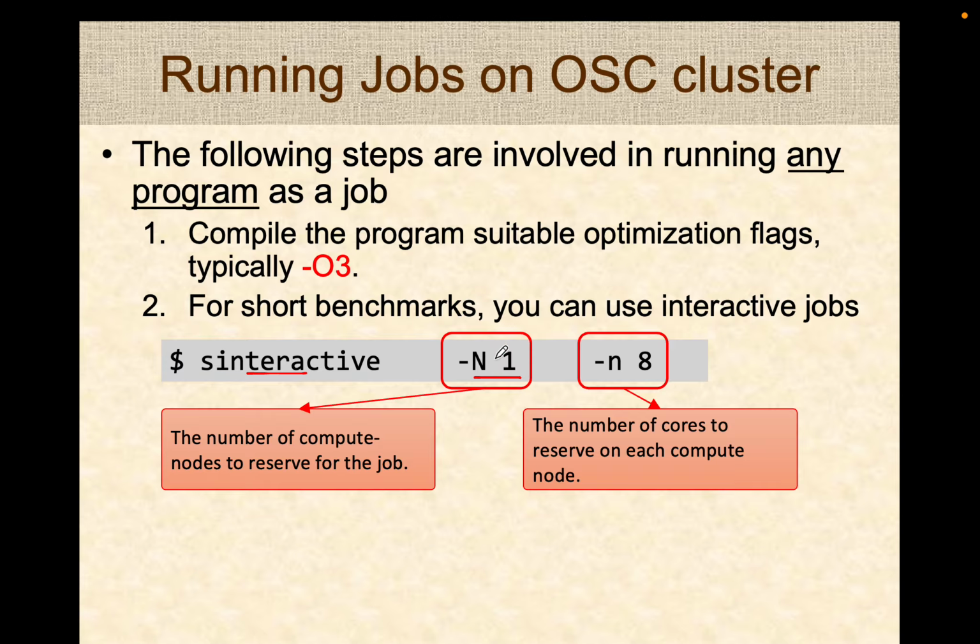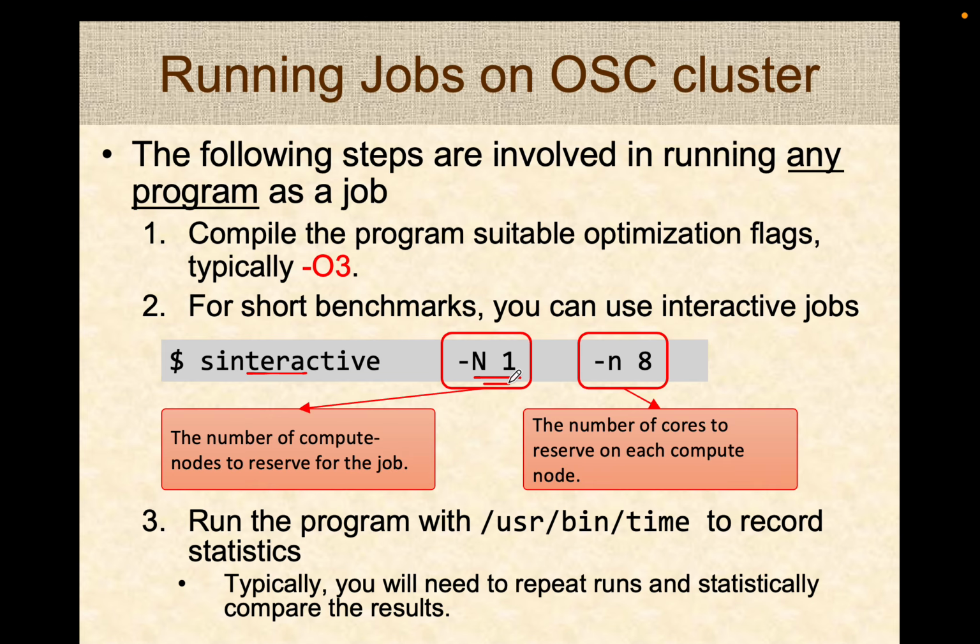And later on, when we are benchmarking MPI or distributed computing programs, the number of nodes that we will use will increase. And then once the job starts, you can run your program with /usr/bin/time to record the statistics. And then you record the statistics several times to get the data for averaging and comparing runtime data.